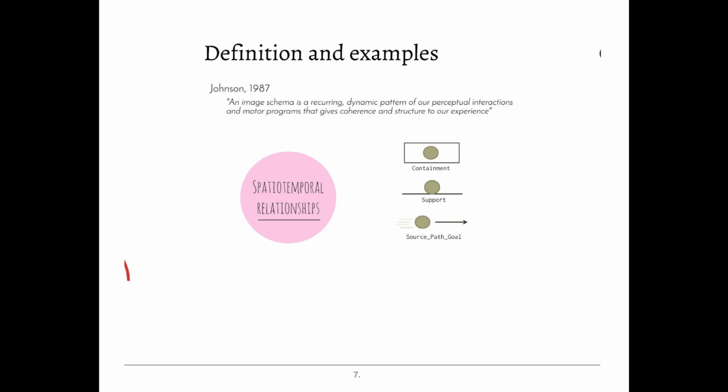Johnson, who is one of the introducers of this hypothesis, or this kind of framework of thinking, said that an image schema is a recurring dynamic pattern of our perceptual interactions and motor programs that gives coherence and structure to our experience. This is a bit dense. I'm sure you feel the same. It's not really clear what this actually means. And this is probably part intention and part unfortunate, if we put it this way.